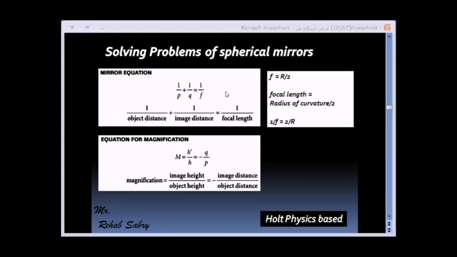So now P is what, Ifrad? P stands for what? Object distance. Excellent, mashallah. And Q stands for? The image distance, the distance between the image and the mirror. And F stands for? Focal length. Well, okay. So this is the first formula.